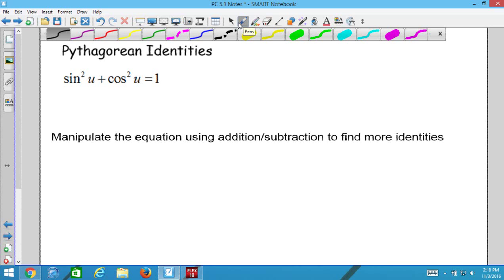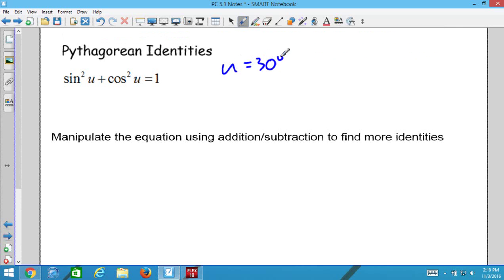On chapter 2, as a bonus question, there were different tests, but on one of the tests, some of you may have tried this as a bonus question and it said like verify that it's true. And I saw a lot of people just kind of plug in stuff to try it. If u was 30 degrees, and I did sine squared of 30 plus cosine squared of 30, I'm sure that equals 1.